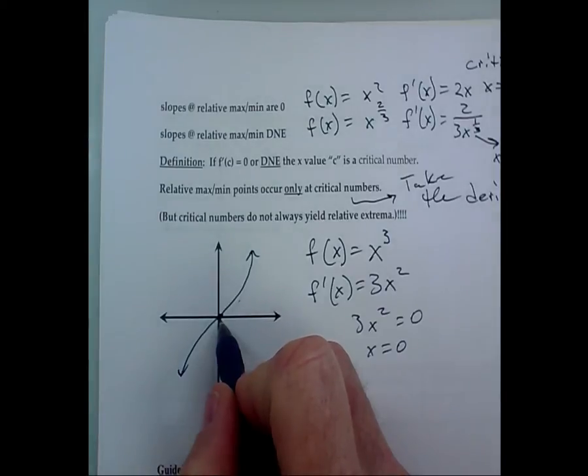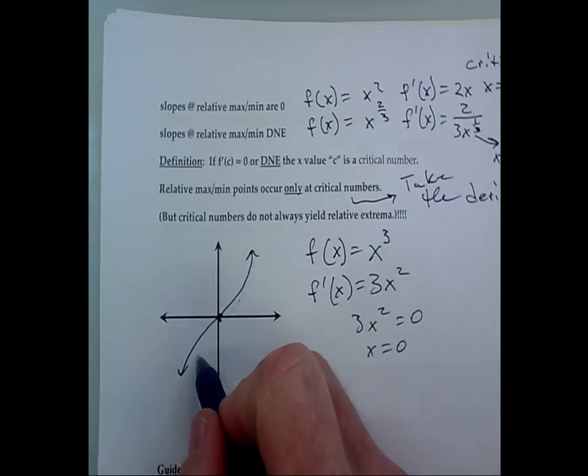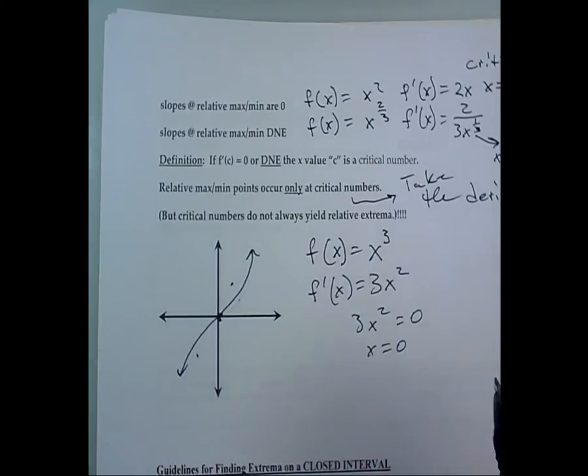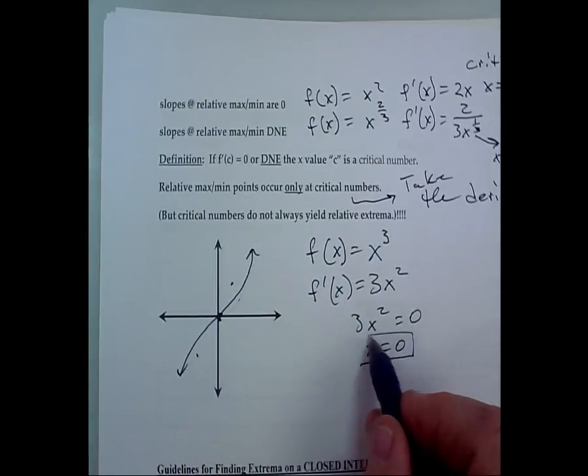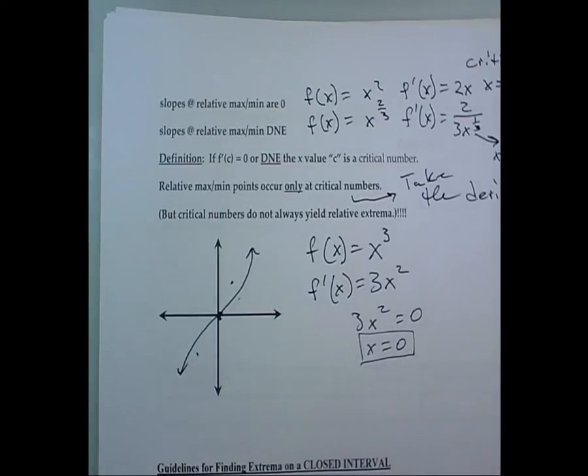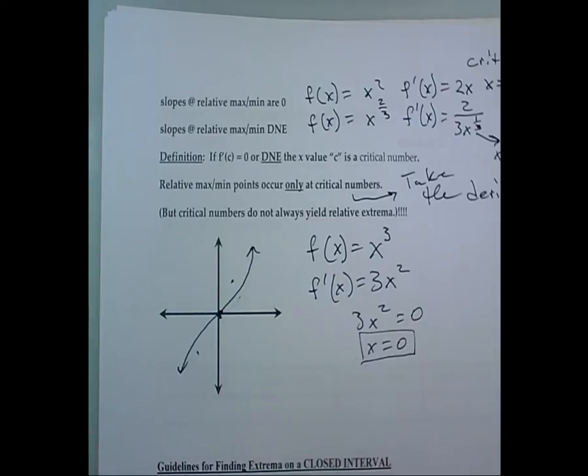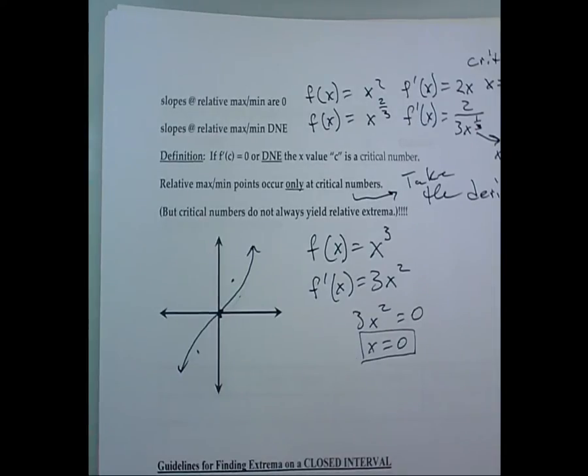Does anybody have an idea what's happening here? Yeah, the concavity changes. We went from concave down to concave up. So when you find where x equals 0, you have to make sure that f goes from increasing to decreasing or from decreasing to increasing, correct?